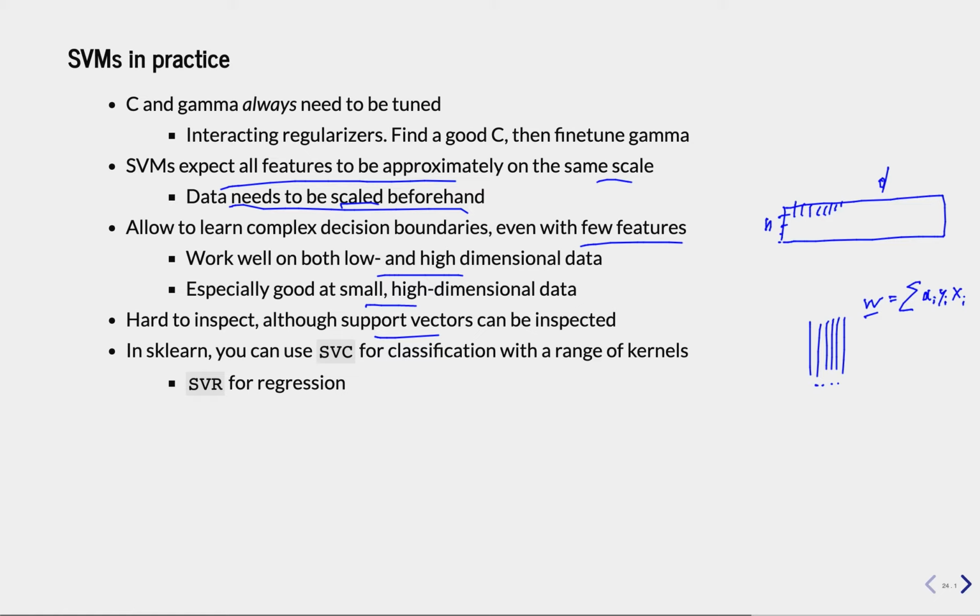And in the labs, if you want to try this yourself, in scikit-learn there's the SVC, support vector classifier, and there's a range of kernels you can use, like linear, polynomial, RBF, sigmoid, and so on. There's also a support vector regressor for regression, and we'll see in a minute how that works.